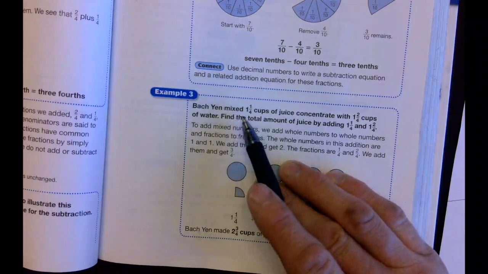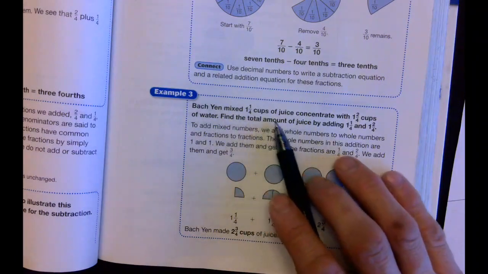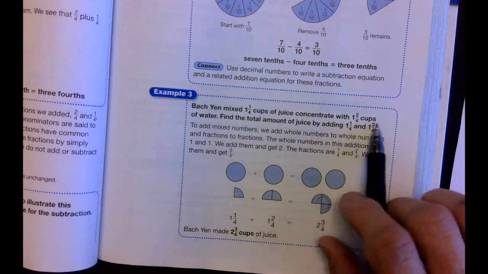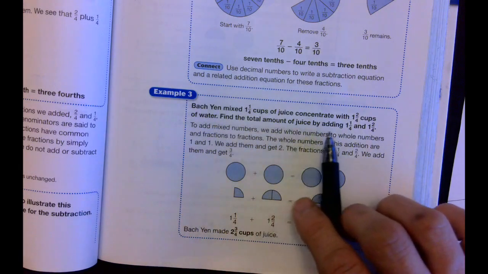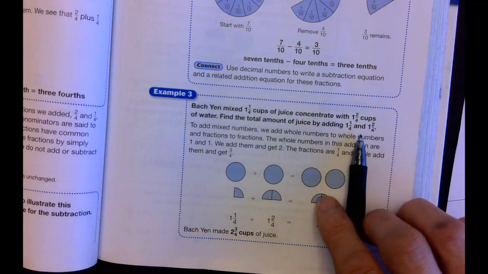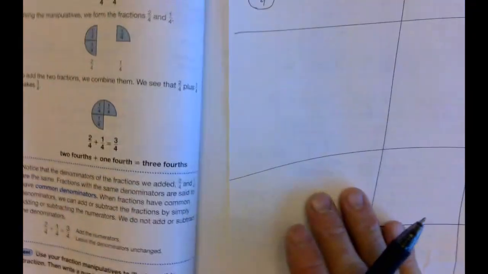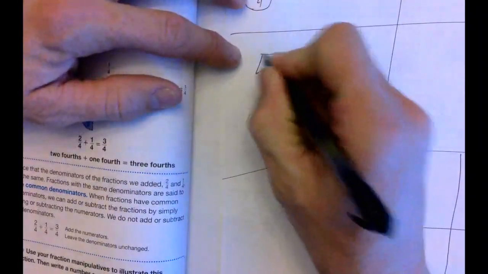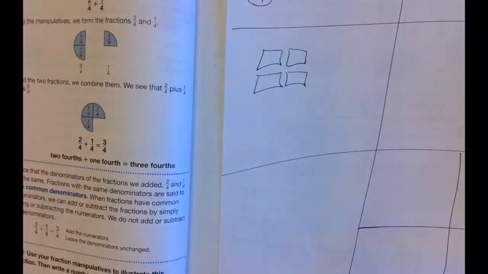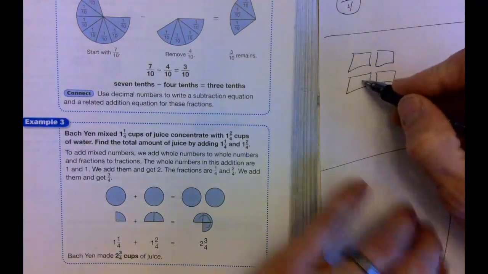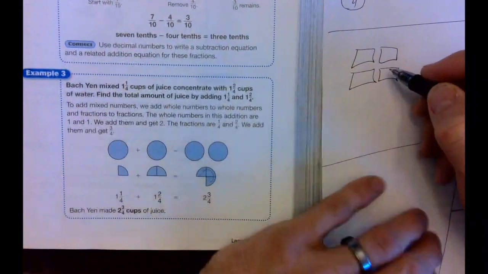Bach-Yen mixed 1 1/4 cups of juice concentrate with 1 2/4 cups of water. Find the total amount of the juice by adding the mixed numbers. When we add mixed numbers, I like to say box, box, box, box. And we're going to do that for now because later on they're going to give you ones that don't have whole numbers and some don't have fractions. So box, box is just whole number over whole number, fraction over fraction. That way you don't get it confused.